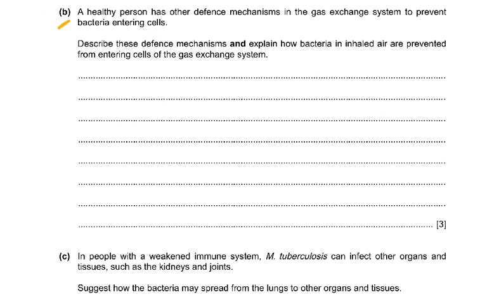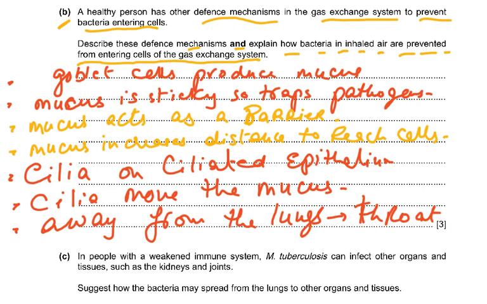Then part B of the question: a healthy person has other defense mechanisms in the gas exchange system to prevent bacteria entering cells. Describe these defense mechanisms and explain how bacteria in inhaled air are prevented from entering cells of the gas exchange system. So basically, they were asking you a question about the goblet cell story, which we've all done in our O levels as well. So goblet cells produce mucus. The mucus is sticky, so it traps the pathogens.